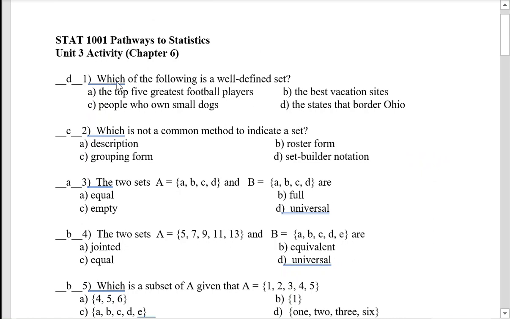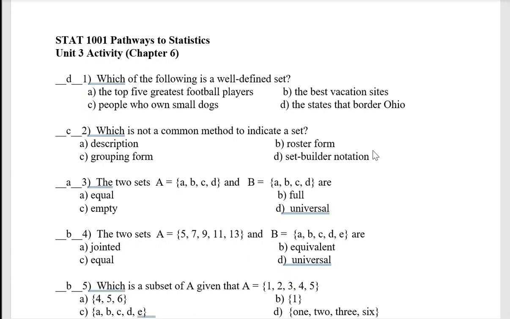Now, number one, which is a well-defined set? Well-defined means that everybody would pretty much agree on what elements are in that set. Now, A says the top 5 greatest football players. That's kind of an opinion. People would argue who was the greatest football player. Best vacation sites, again, that's kind of an opinion. Small dogs, what do we mean by small? That's kind of iffy. But D, the states that border Ohio, that's exactly known. We know all the states that border Ohio. There's no opinion on that.